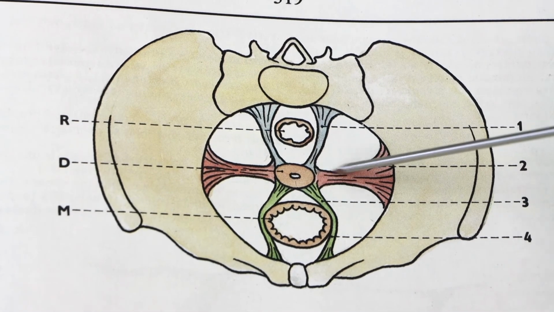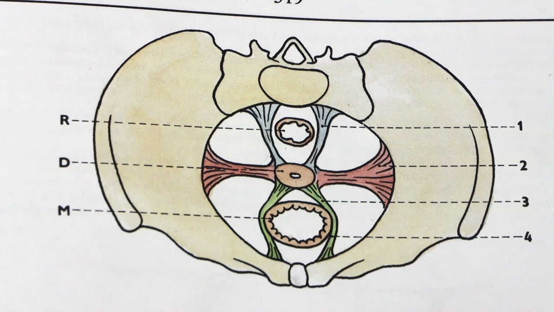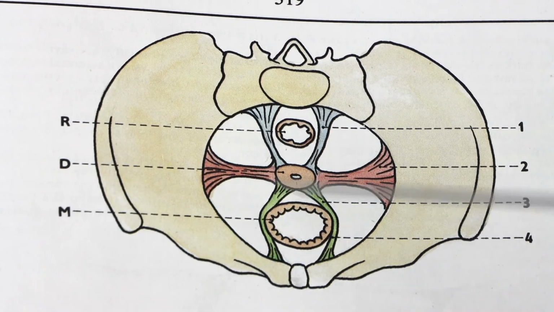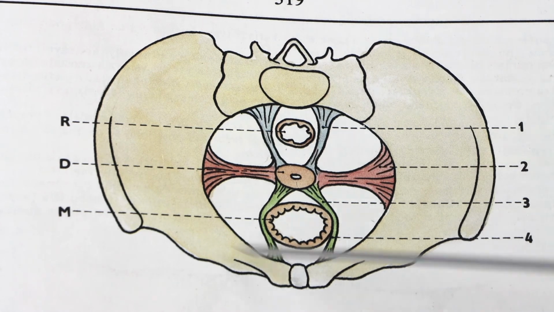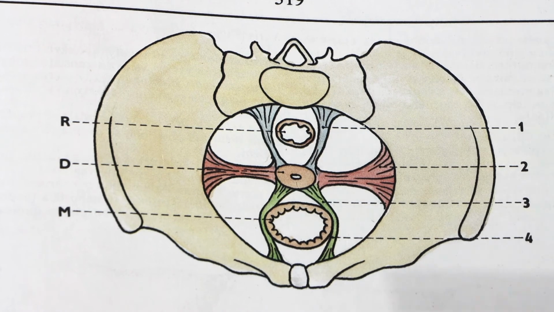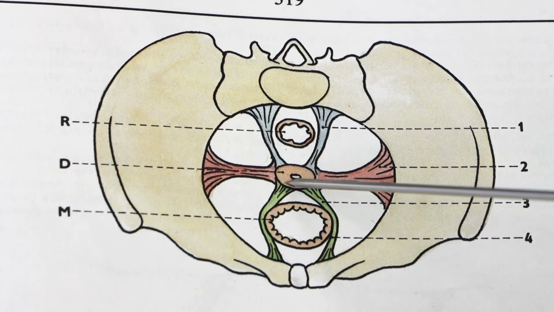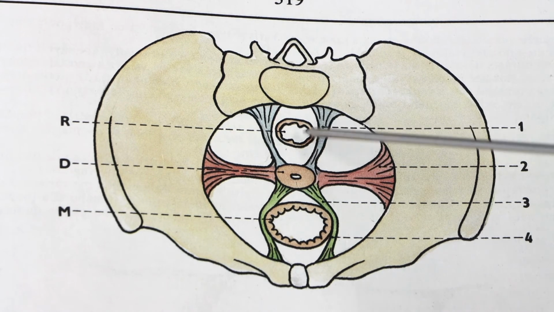Here you can see the cross-section of the parametrial ligaments. This is the view from above toward the pelvic region. Here is the pubic bone, here is the sacrum, and here are the ilium bones bordering the entrance to the pelvis. Anteriorly, behind the symphysis pubis, is the urinary bladder. Behind the urinary bladder is the uterus, and behind the uterus is the rectum. So from anterior to posterior: urinary bladder, uterus, and rectum.